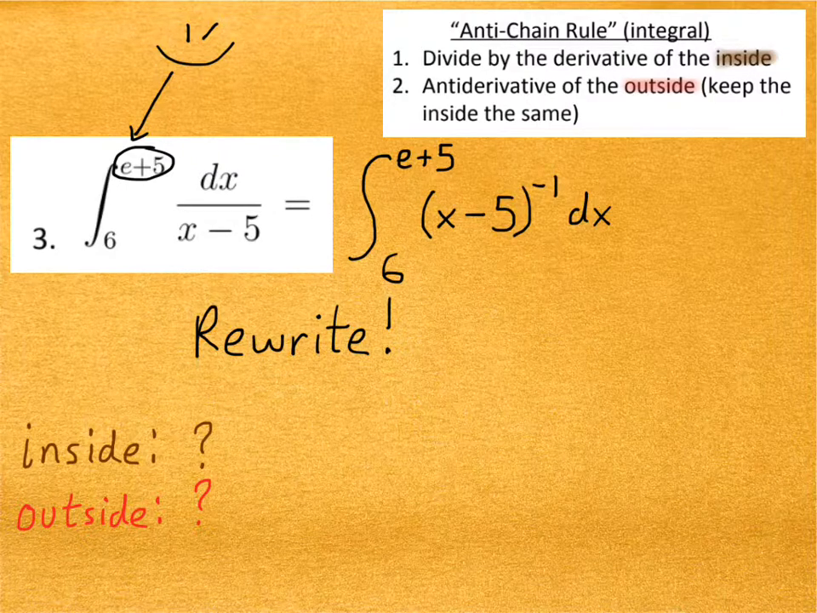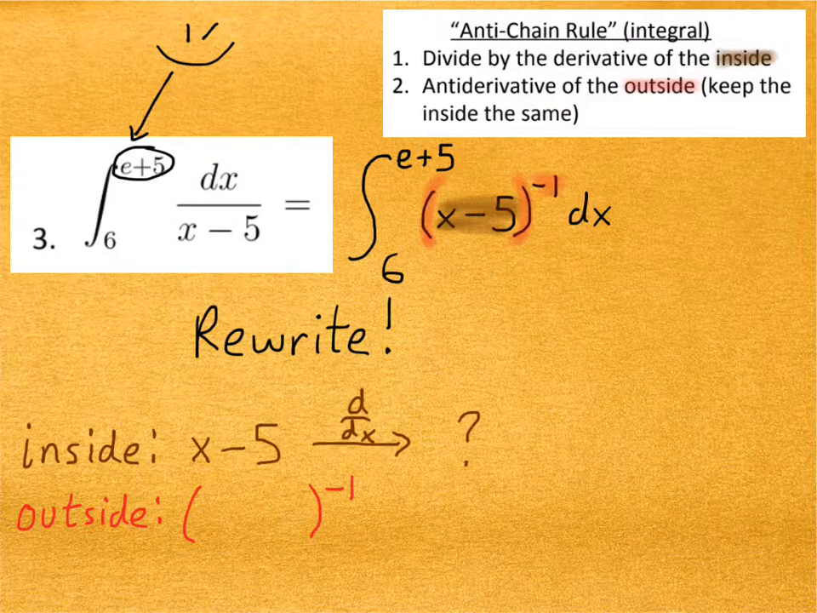Now do you see the inside and the outside functions? Inside is x minus 5. And the outside is the to the power of negative 1. We have the chocolate and the candy shell again. Alright, so let's move forward with the anti-chain rule. We need the derivative of the inside. What's the derivative of x minus 5? Oh, that's 1. That's nice. So I'm dividing by 1. And nothing happens. Woo!